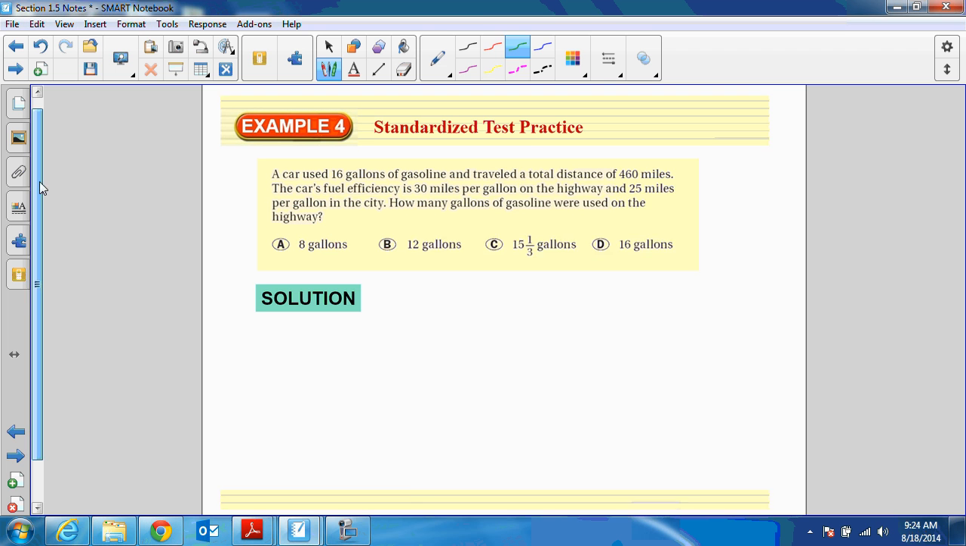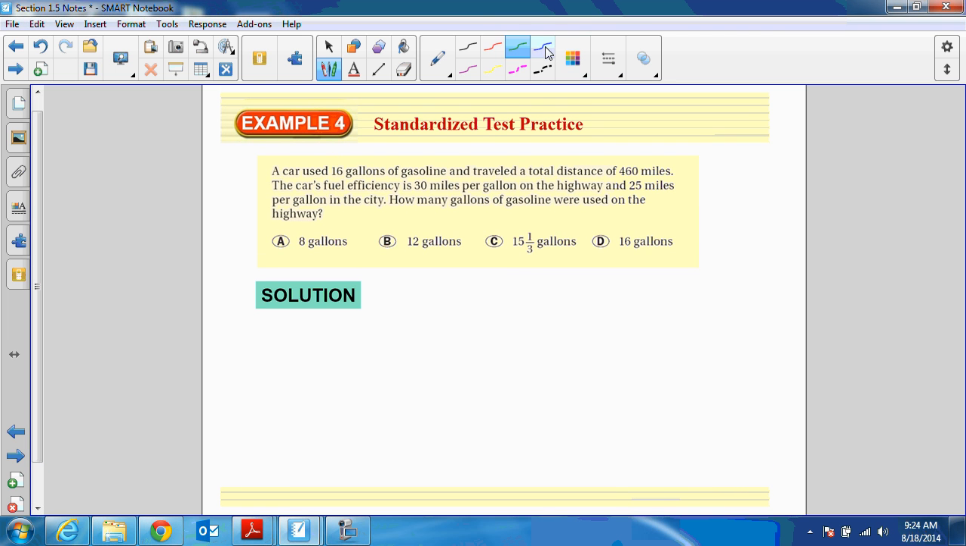This one's kind of a tough question. Not a tough question, but it's probably best by just setting up a system, which we haven't really talked about since Algebra 1. But we can talk about it here. A car uses 16 gallons of gas and travels a distance of 460 miles. The car's efficiency is 30 miles per gallon on highway. Let's just make that H. And 25 miles per gallon in a city. We'll make that C. How many gallons of gas were used on the highway?